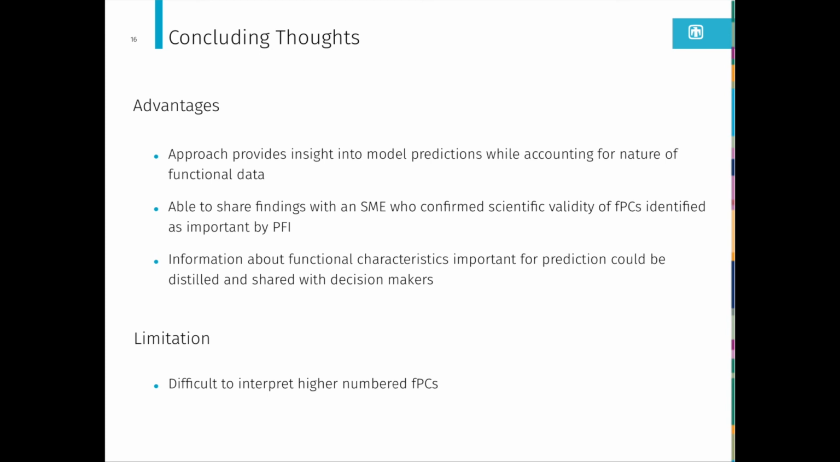Additionally, in practice, it would be possible to distill the results down to the aspects of the signatures that are important to the model for prediction, which could be provided to decision makers. Those individuals are likely to have little understanding of machine learning models, but the insight gained could be described to them to motivate and explain the use of a complex neural network model in the context of the data. An obvious limitation to this approach is that if a higher numbered fPC is identified as important to the model, it may be difficult to interpret the fPC. In turn, this would make it difficult to gain insight into the model.